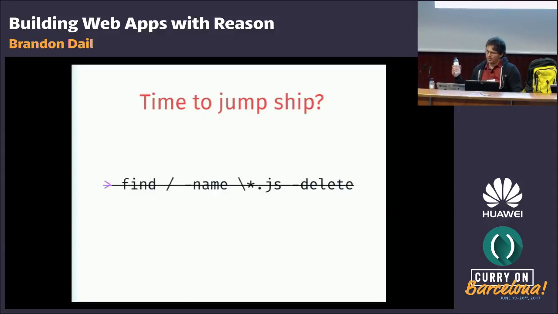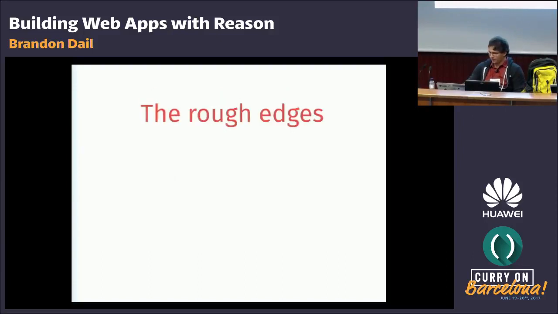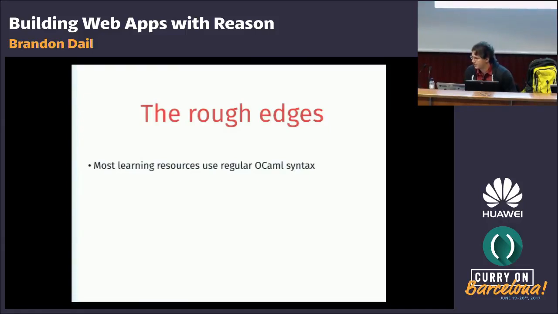But it is important that we try to identify all of the rough edges so that we can make an informed decision about how well it works for us. And also so that we know what the rough edges are and we can help smooth them out. So let's try to identify them. The biggest issue that I've had is that most learning resources use regular OCaml syntax. If you know OCaml, that's really not a barrier for you. But again, we're talking about using the language in the JavaScript community.